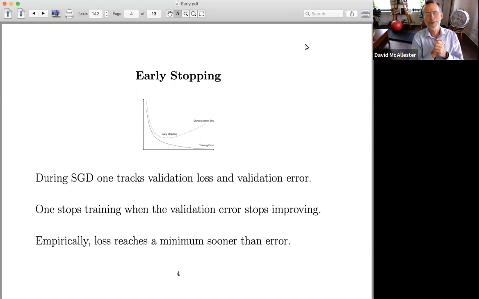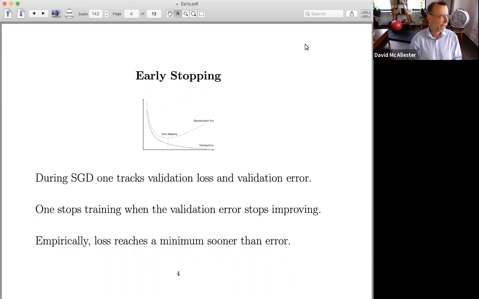Okay. In deep learning, the first form of regularization, and probably the form most commonly used still, is called early stopping. During SGD, one tracks validation loss and validation error. So you've got your training data and you've got your validation data. And you're going to stop your training process when your validation error starts to increase. It's going to come down for a while as you're training, but eventually it's going to start to overfit on the training data, and the error on the validation data will start to get worse.